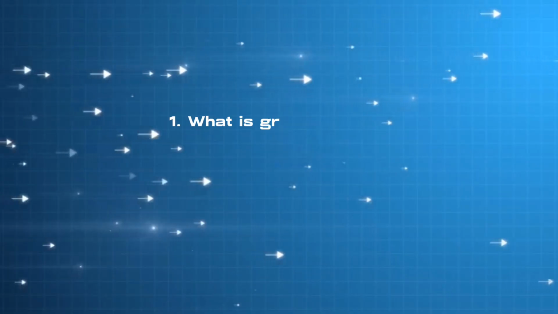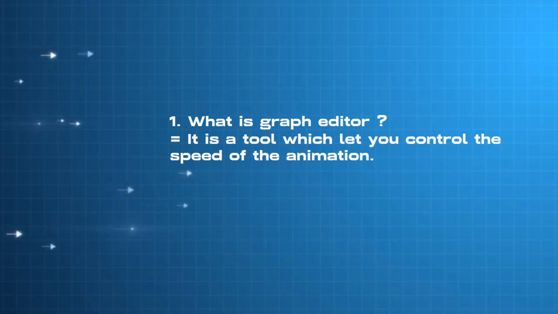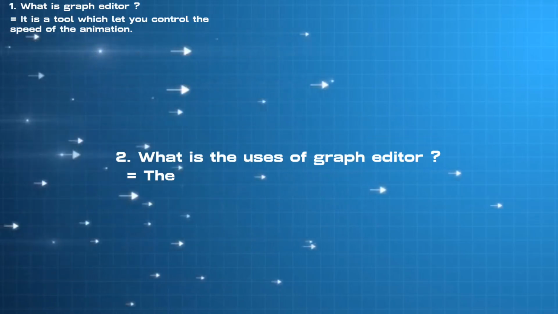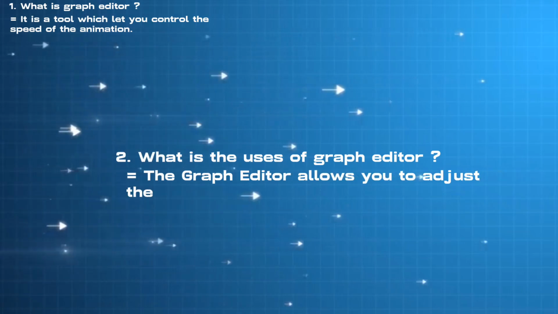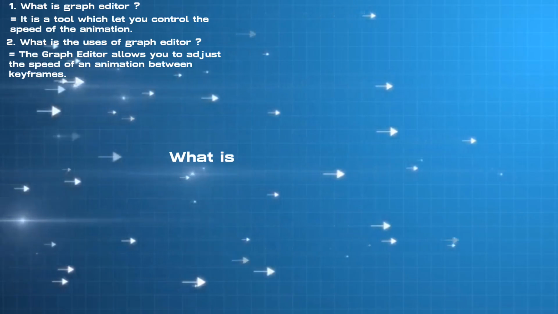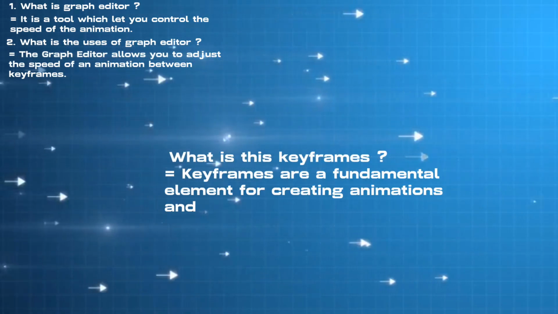Number 1. What is graph editor? It is a tool which lets you control the speed of the animation. Number 2. What are the uses of graph editor? The graph editor allows you to adjust the speed of an animation between keyframes. Now, what are keyframes? Keyframes are a fundamental element for creating animations and visual effects.